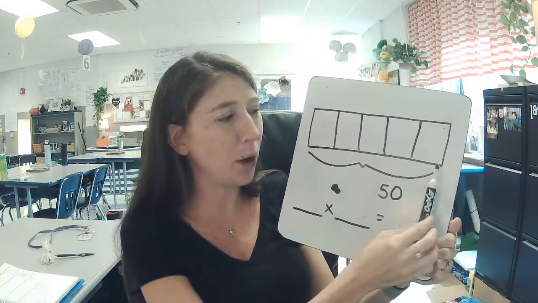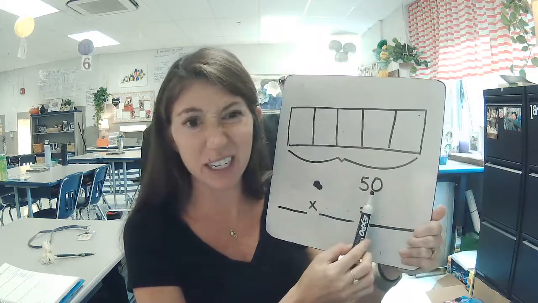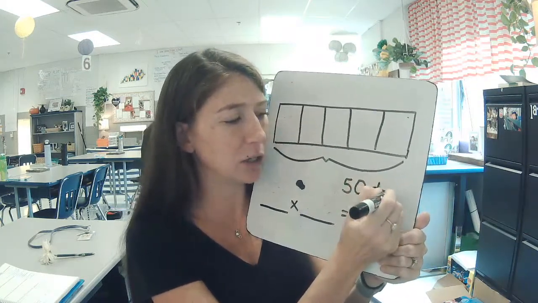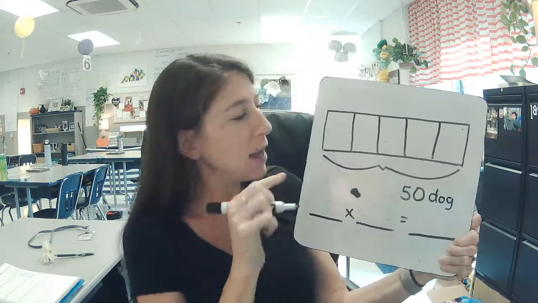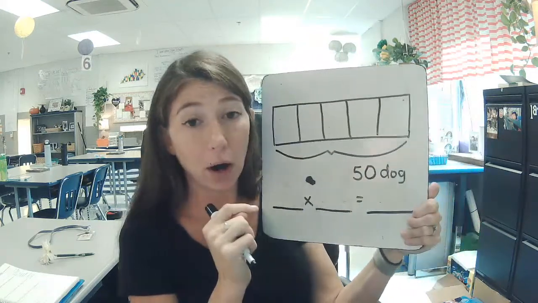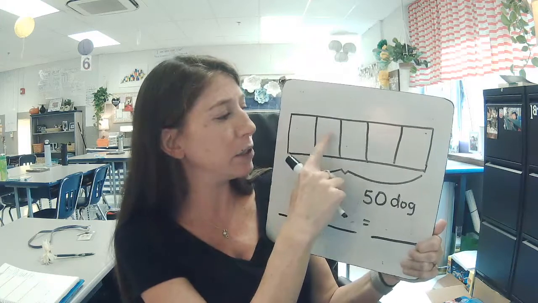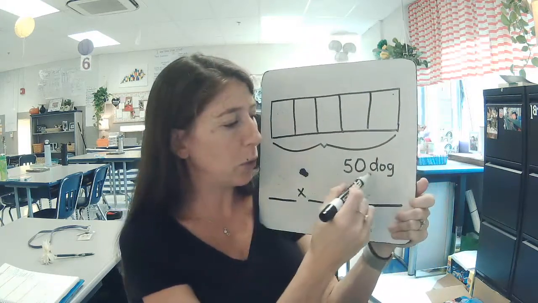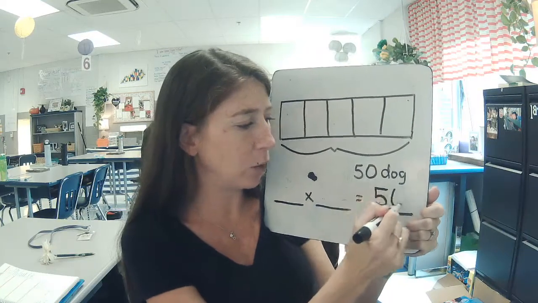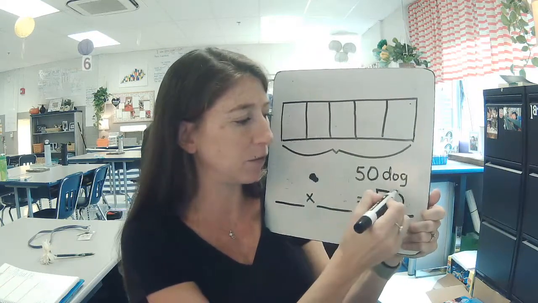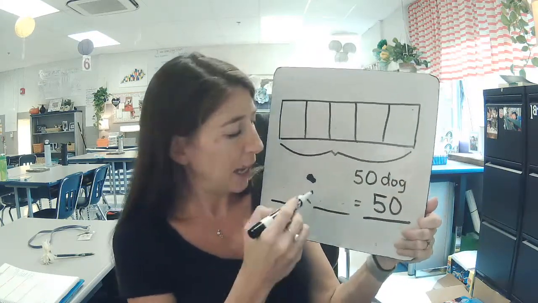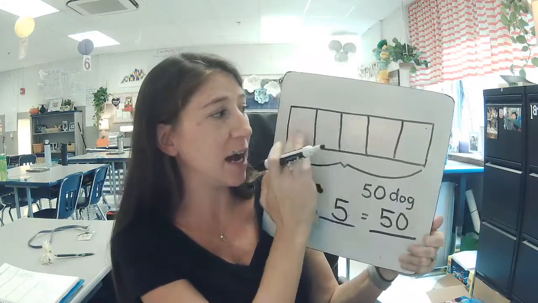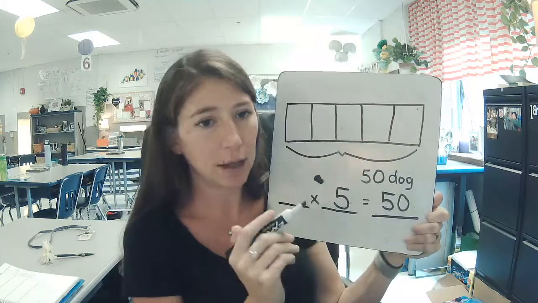Alrighty, hopefully what you discussed is that it's broken. The whole bar is worth 50 something. For example, this is worth 50 dogs. You guys know I like dogs. And we have the bar broken up into 1, 2, 3, 4, 5 pieces. So the product is, we know the whole is going to be worth 50. And we know we're going to be multiplying by 5 because it's 5 times the amount.